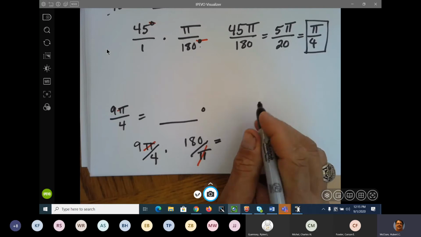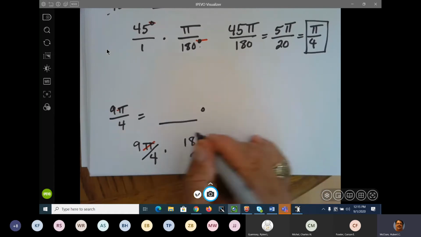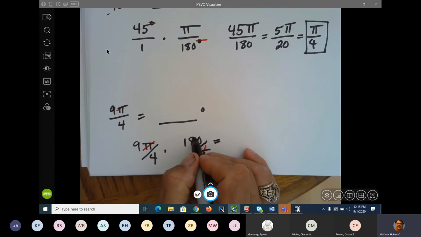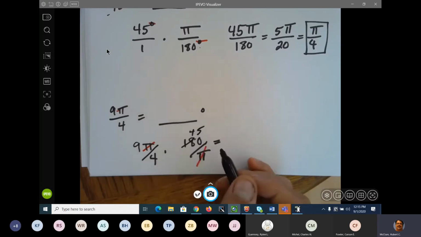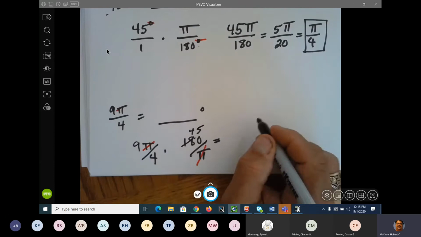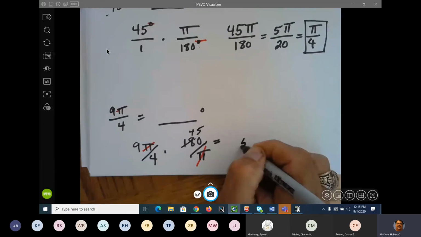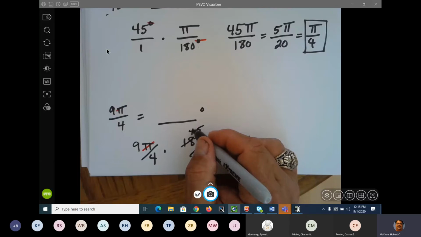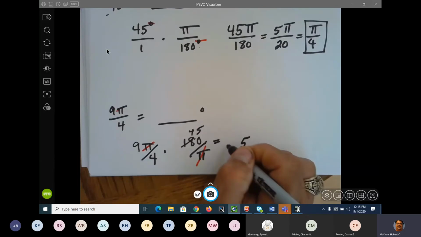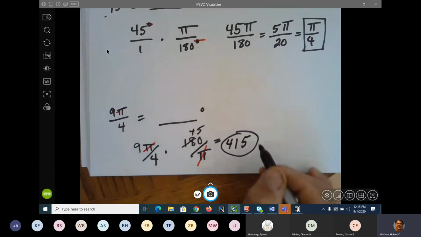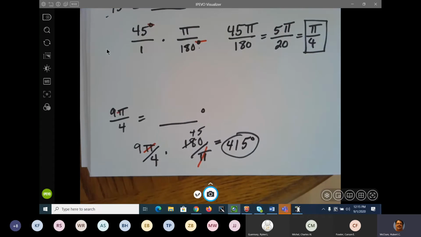That's a big number though. Okay, 9 pi. So 4 will go into 180 forty-five times. And 9 times 45, 9 times 5 is 45, bring over 4. 9 times 4 is 36, 415 degrees, which that's the reference angle, minus 360. Somebody minus 360 for me. What would that be, 55 degrees? Somebody minus 360.